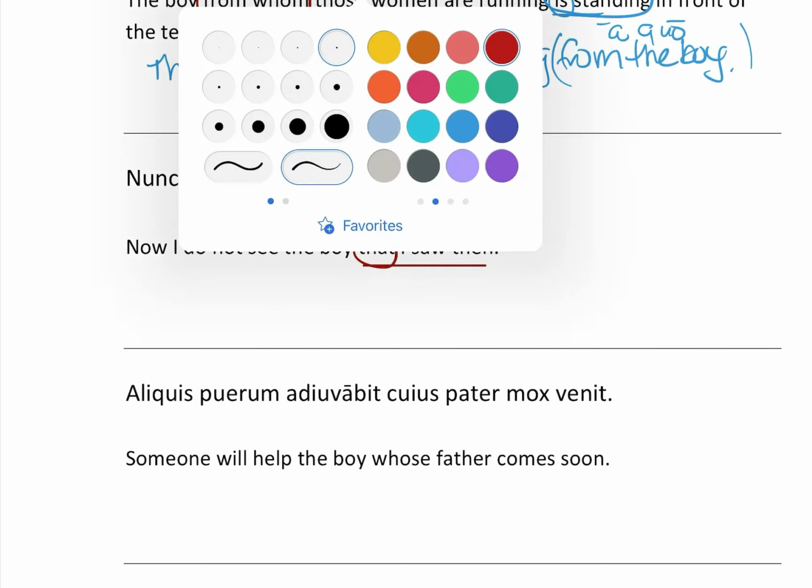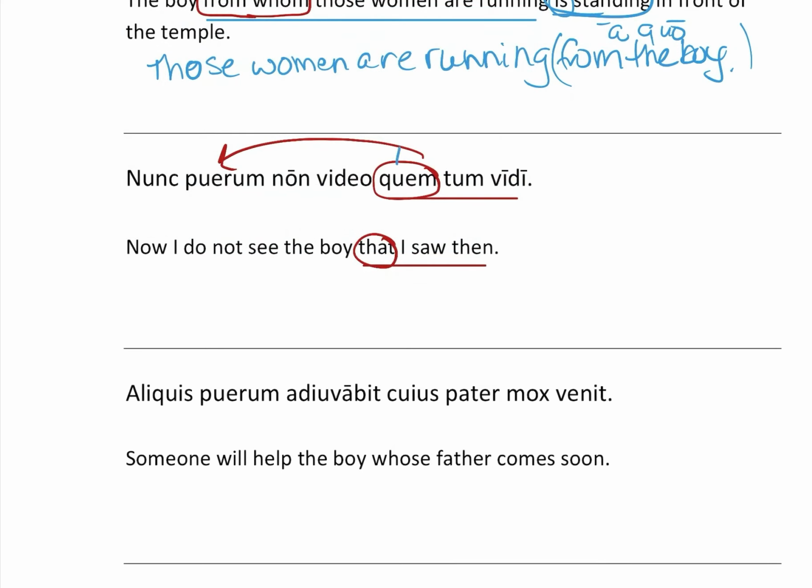So quem, we also know, is in the accusative. And if you weren't sure, when you go to the English, we would re-say it. I saw the boy then. And clearly boy here is the accusative, which if we're going from English to Latin, that would help. So accusative, what about puerum? Now I do not see the boy. It also happens to be in the accusative. It is the victim. The boy is the victim of not being seen. Okay, couple more, and then I think that you got this.